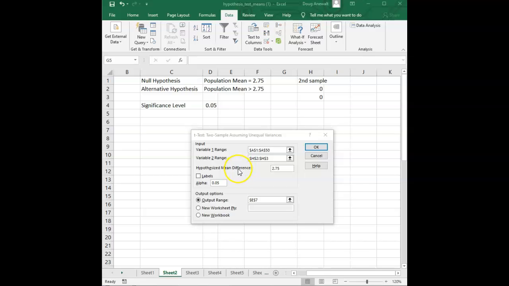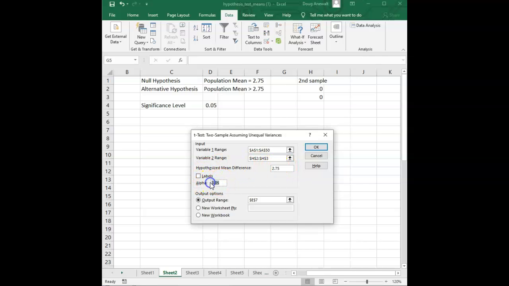What are we hypothesizing the difference is between the means of our two populations? Well, our first population, the null hypothesis for our population mean is 2.75. Now this is our actual data, our actual sample was gathered from this population, and we're hypothesizing this is the mean. Now our second sample, it's just made up zeros. It has a mean of 0, a standard deviation of 0. It's just all zeros. And so the hypothesized mean of this sample is 0. So the difference between 2.75 and 0 is 2.75. So whatever your null hypothesis is, that's what you enter right here.